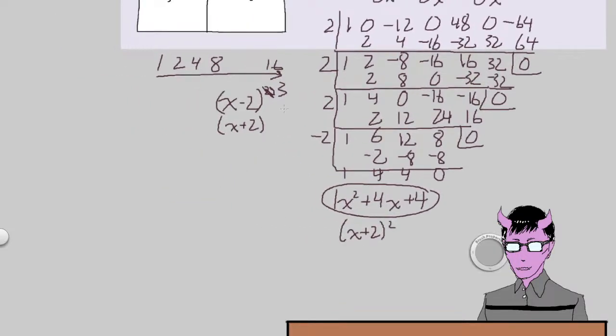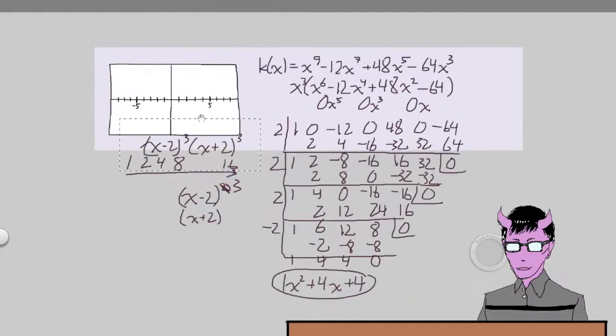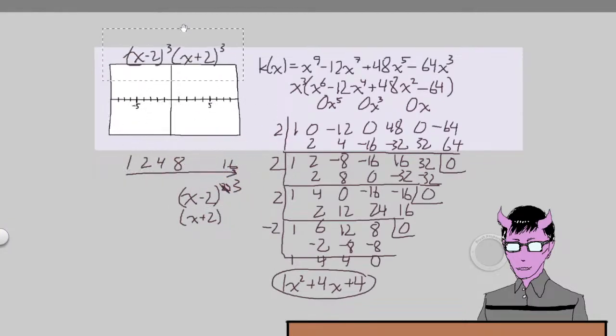Finally, let us combine all our answers together. So we have this one here, and then we have those two, which combine to make x plus 2 to the power of 3. Which means this is fully factored form. Fully factored form is right here for k of x.